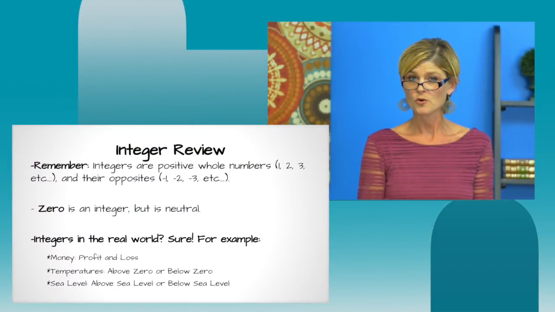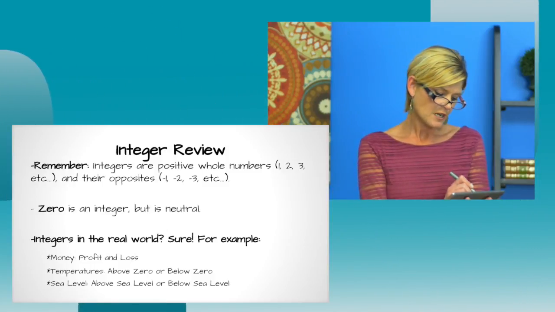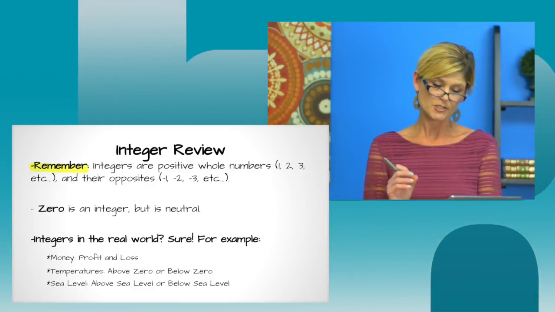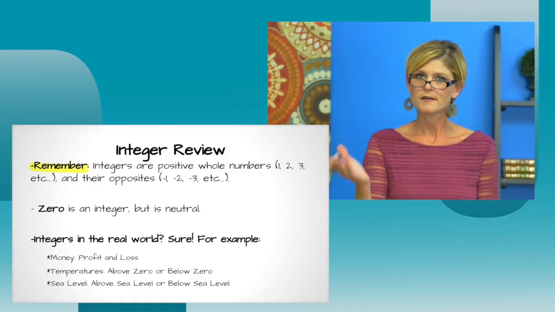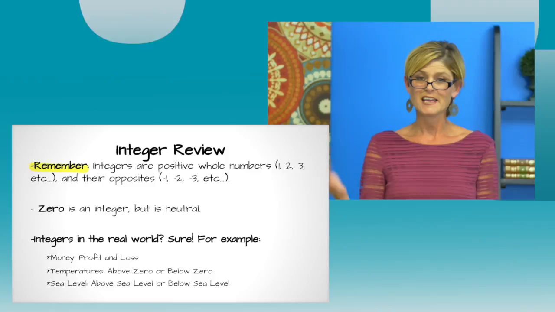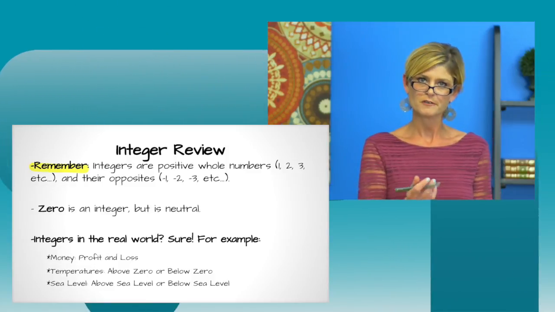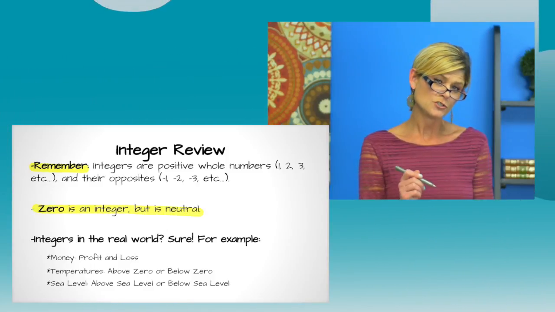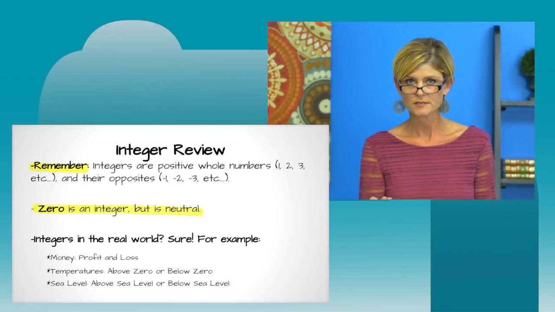Okay, so before we get started looking at how to compare and order integers, I just want to take a quick minute for a review. Looking at your screen, I just wanted to remind you guys that integers are whole positive numbers and their opposites. So for example, an integer would be 1, 2, 3, 4, 5, on and on, and their opposites, which are the negative numbers: -1, -2, -3, and of course 0. Remember, 0 is an integer, but it's neutral, meaning it doesn't have any kind of a positive or a negative value.